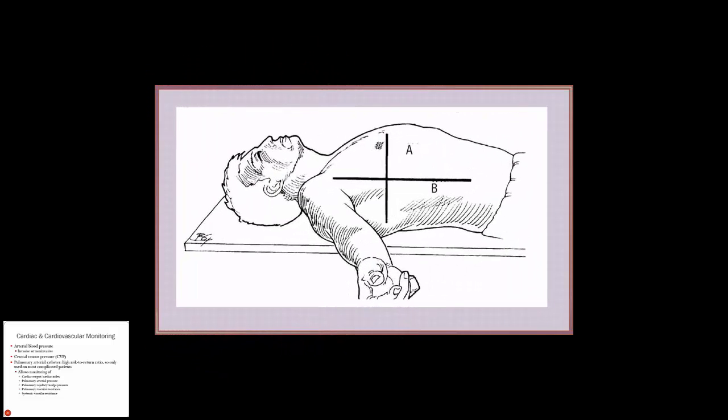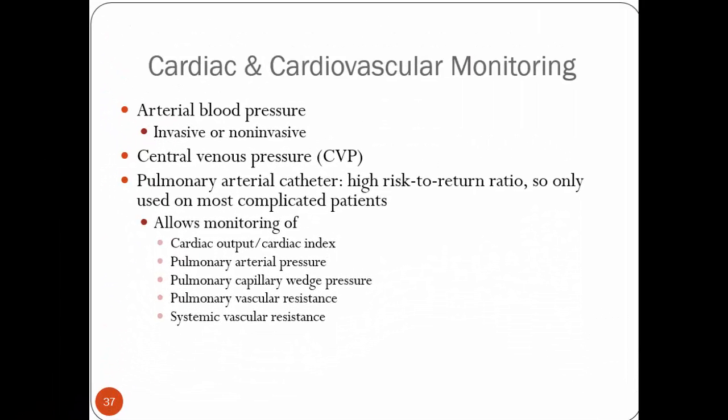The transducers on the art line have to be at the level of the heart to have an accurate reading. So you got to make sure those are lined up and it hasn't fallen off and it's on the floor. If it's not at the same level as the heart, it'll give you an inaccurate reading. The non-invasive is just your blood pressure cuff.